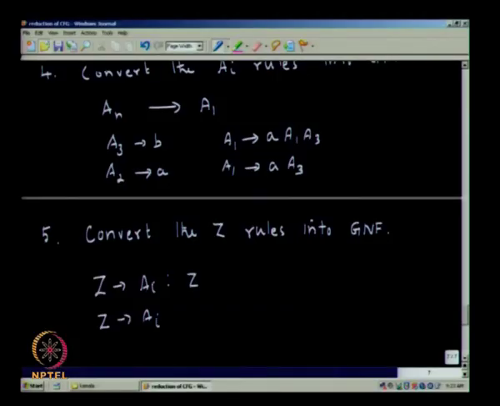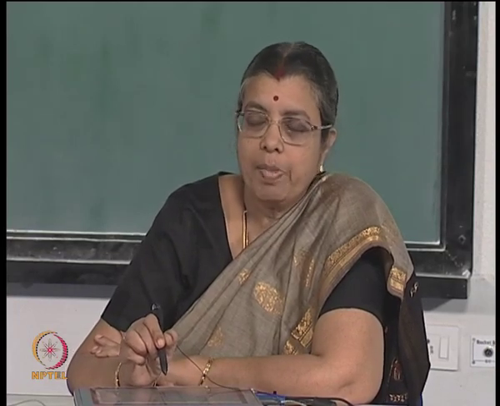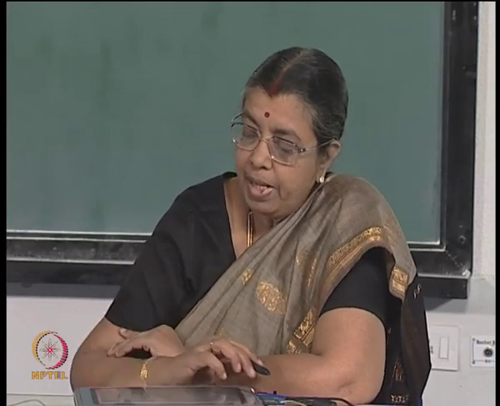So, again making use of lemma 1, at this stage all the Ai rules are in Greibach normal form. So, make use of them and, instead of this Ai, put the right hand side of those rules. In that case all the Z rules will be converted to Greibach normal form. In this particular example it is not necessary, at the fourth stage itself it is converted into Greibach normal form. Let us take one more example where this fifth step will be necessary.